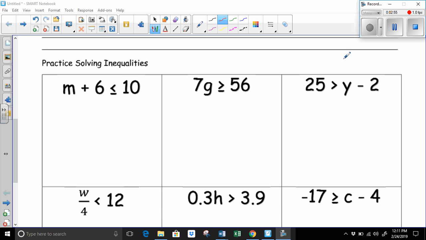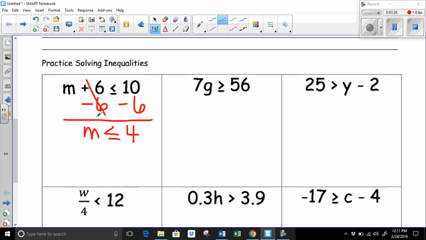Now I want us to do some practice problems so that you can get accustomed to solving with inequalities. This first problem here says m plus 6 is less than or equal to 10. So our variable is m, attached to that m is a plus 6. To undo plus 6, we're going to subtract 6. And whatever you do to one side, you have to do to the other. Our 6's cancel. I'm going to bring down m. 10 minus 6 is 4, and I'm going to bring down our less than or equal to symbol. So m is any number that's less than or equal to 4, and that's what would make this inequality true.